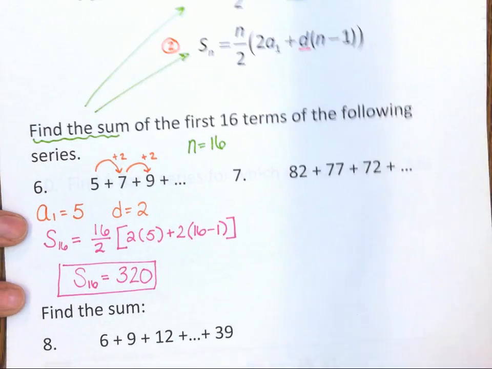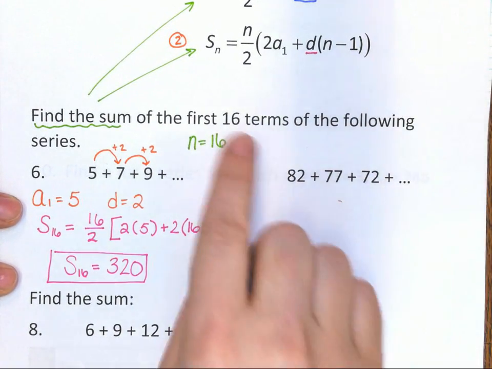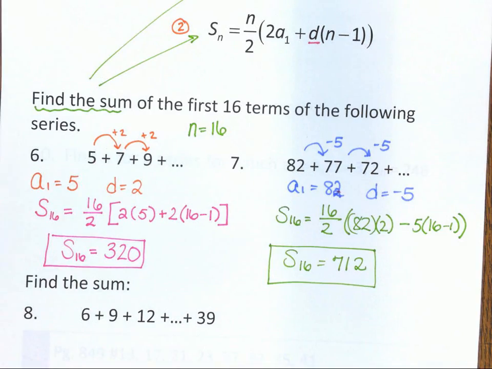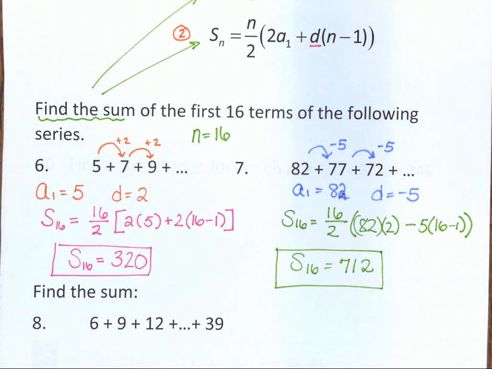All right, so I want you guys to try number 7. We're still sticking with the idea of n equals 16. 712. Okay, hopefully you're seeing that these are not difficult formulas. What is going to be difficult is knowing which formula to use and when.